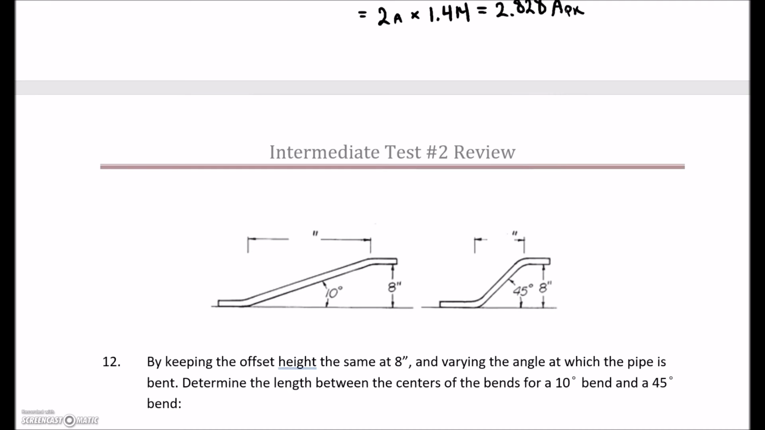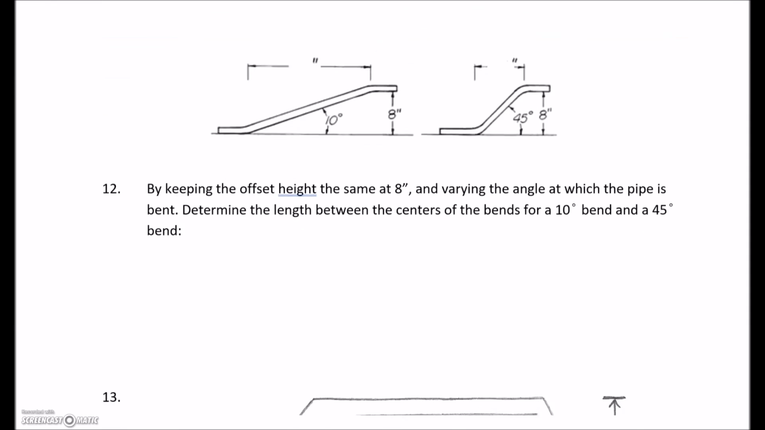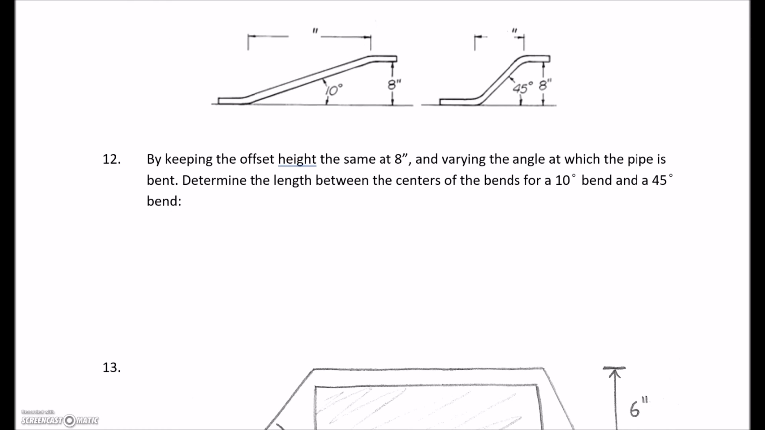The next one is number 12. We're looking at offset heights of 8 inches, but different degrees. We've got 10 degrees on this guy and 45 degrees on this guy. So let's do 2 different diagrams for question number 12. The first one is going to be like this, where we've got 10 degrees as our angle. We've got 8 inches for the offset, and we want to know the hypotenuse.